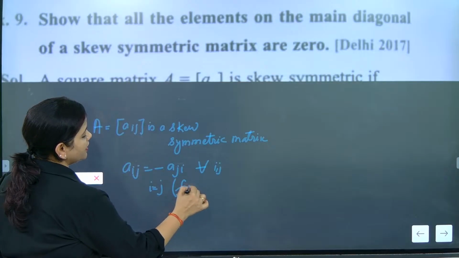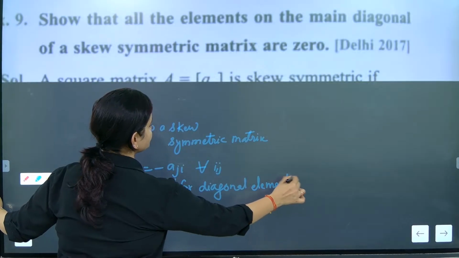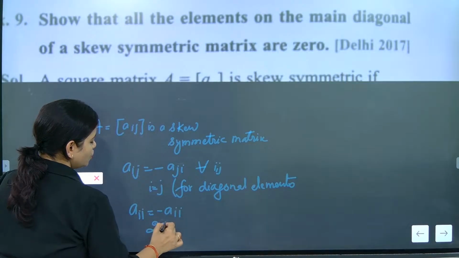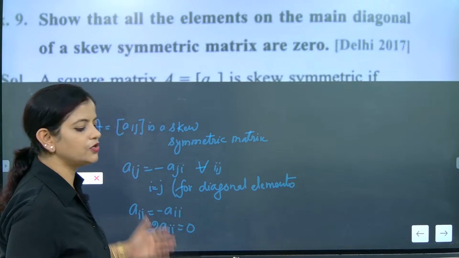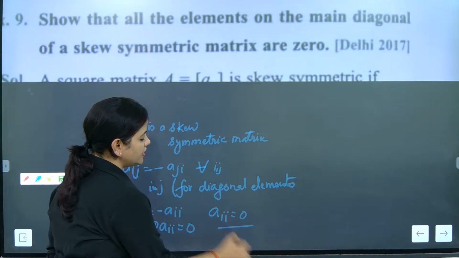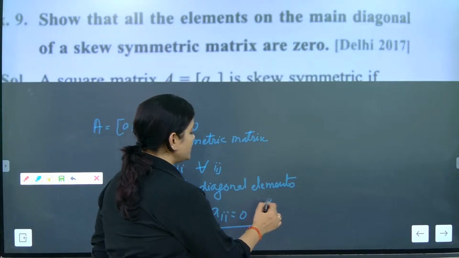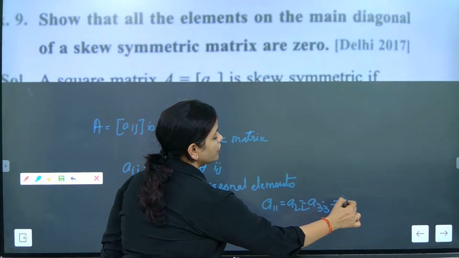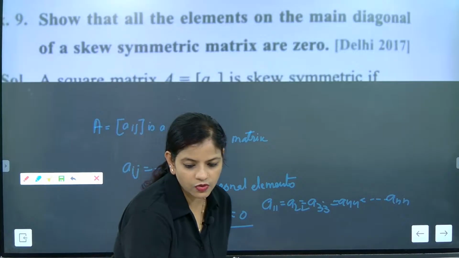So here we can say i is equal to j, diagonal element. For diagonal elements, we know that Aii equal to minus Aii. So 2Aii equal to 0. So this diagonal element Aii is representing all the diagonal elements, which indicates that all the diagonal elements are 0. All the diagonal elements means A11, A22, A33, A44, till Ann. All the diagonal elements are 0.